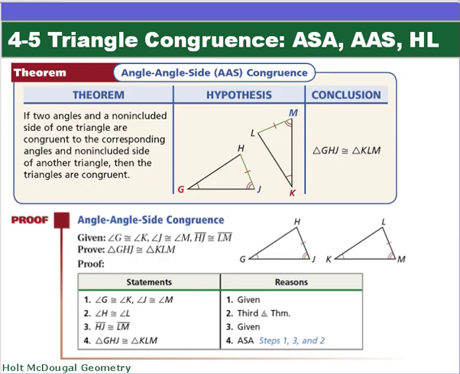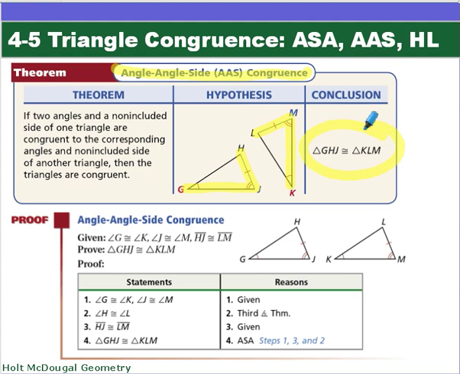Okay, here's another theorem we can use to prove triangles are congruent. It's the angle angle side, and you can abbreviate that using AAS. That states if you have two angles and a non-included side of one triangle congruent to the corresponding two angles and non-included side of another triangle, then the triangles are congruent. So we have angle G, angle J, and side JH congruent to angle K, angle M, and side ML. So therefore, those two triangles are congruent.